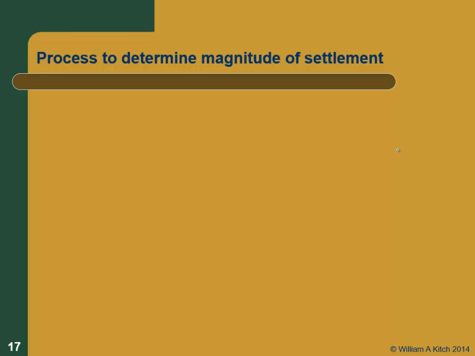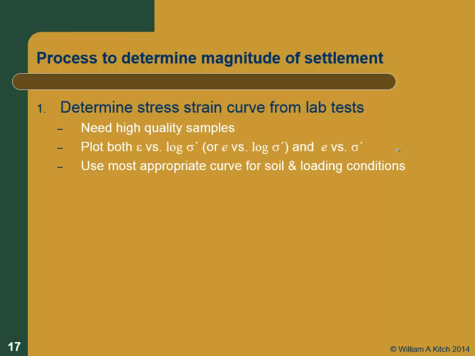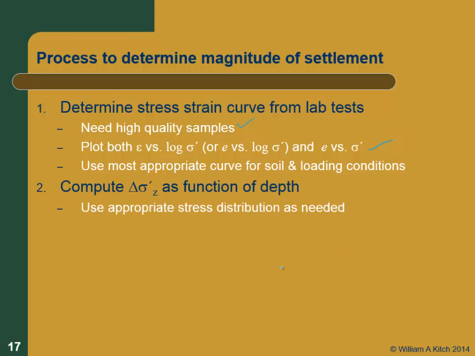All right. So, the process for determining the magnitude of settlement using the e log P method. First of all, you need high quality samples. You should plot the strain versus log of stress, or the void ratio if you want to use that. And you should plot them in arithmetic space too, to make sure that you know how it's behaving. And then whichever one of those is the most appropriate curve is the one you should use.